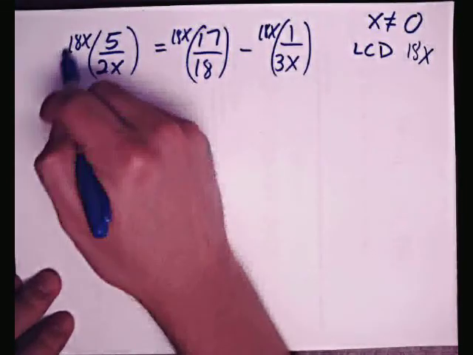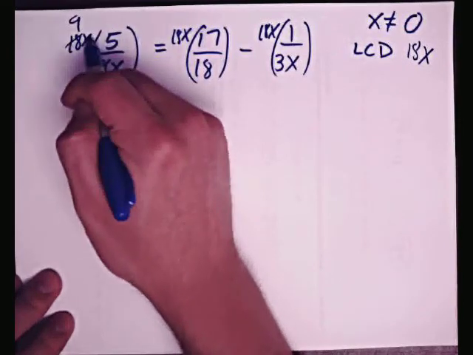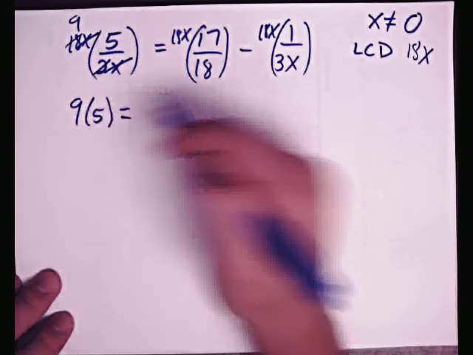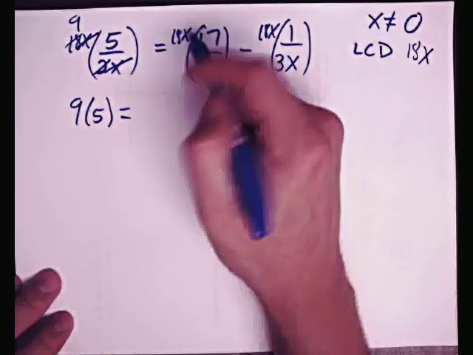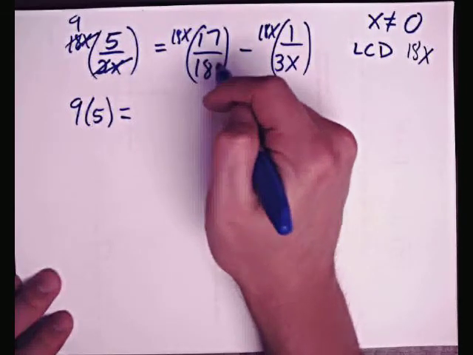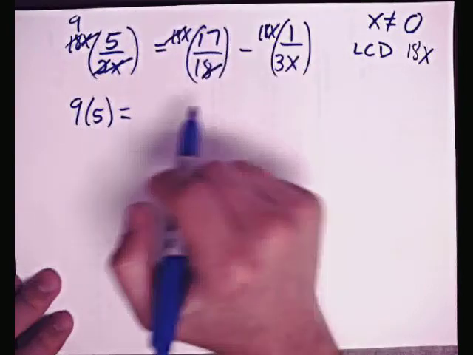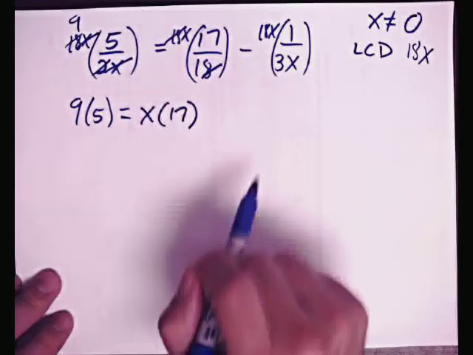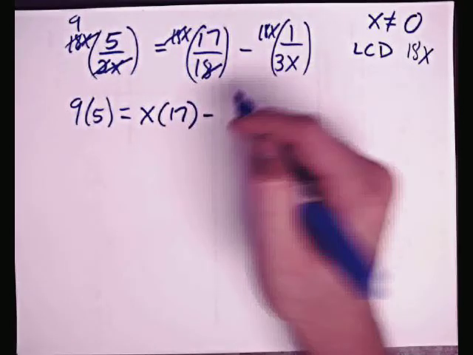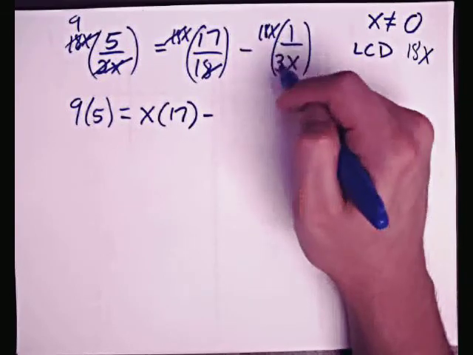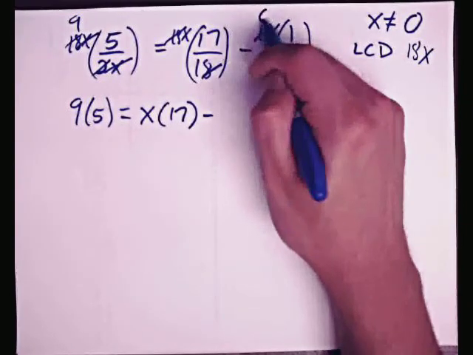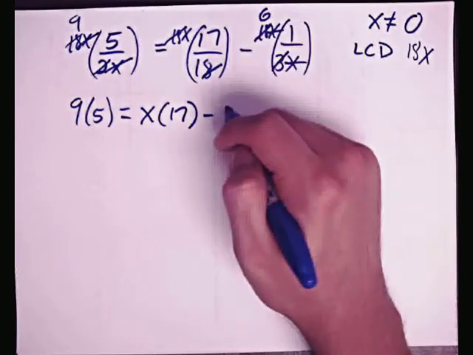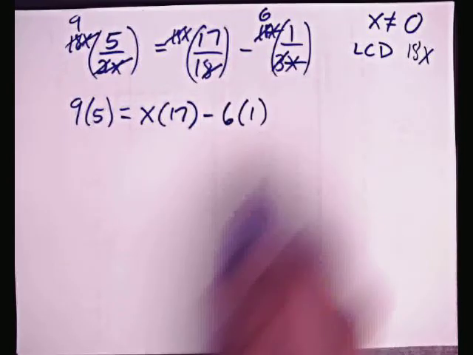18 divided by 2 is 9. And an x in the numerator with an x in the denominator cancels, leaving the 9 and the 5 inside. Okay, next one, 18 over 18, those 18s cancel. And there's no x in the denominator this time, so I keep that x with the 17 inside. And our last fraction, minus 18 divided by 3 is 6, so we want to cross those out. And an x in the numerator and an x in the denominator, we can go ahead and cross those out, leaving us with a 6 and the 1 inside.